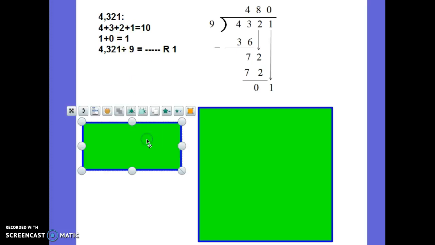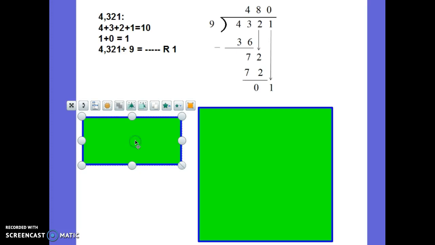This is a nice secret about the number 9, that if the sum of the digits of our number is 9, it is divisible by 9. If not, whatever is your answer, it is the remainder of the division by 9.